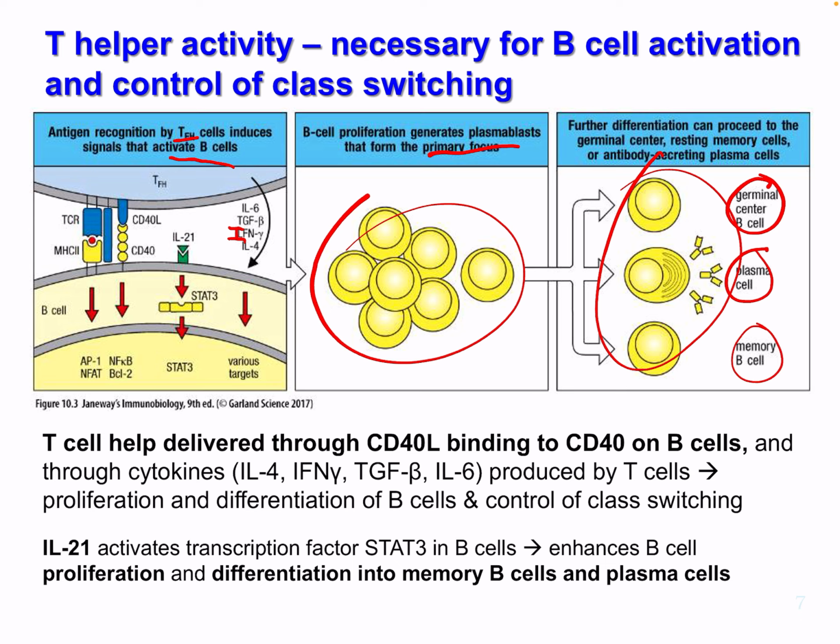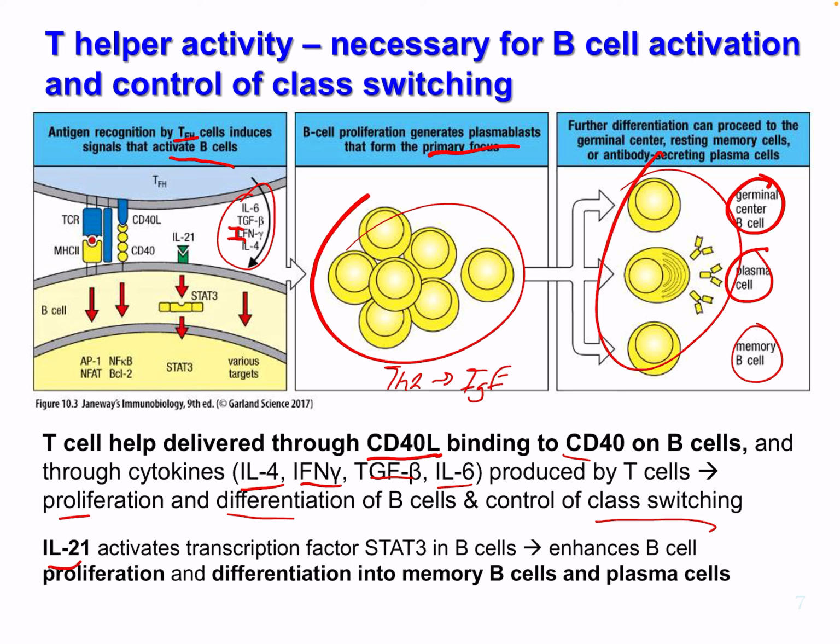T cell help is delivered through CD40 ligand binding to CD40 on B cells, and through cytokines such as IL-4, interferon gamma, TGF-beta, and IL-6, which you can see right here. These are produced by the T cells. This results in proliferation and differentiation of B cells and controls class switching. So again, if it's Th2, go to IgE.